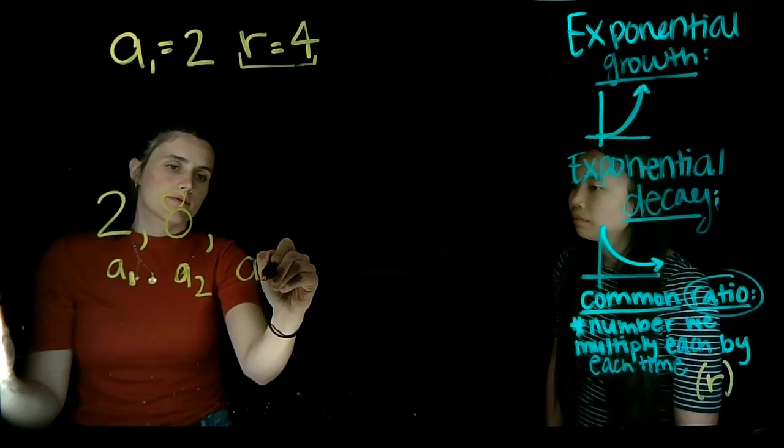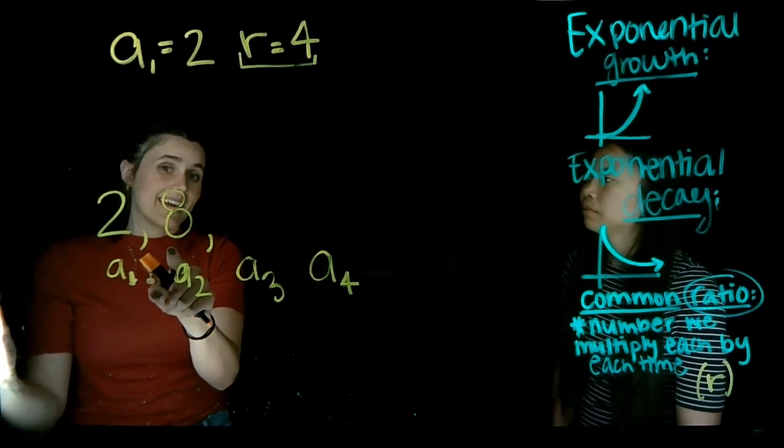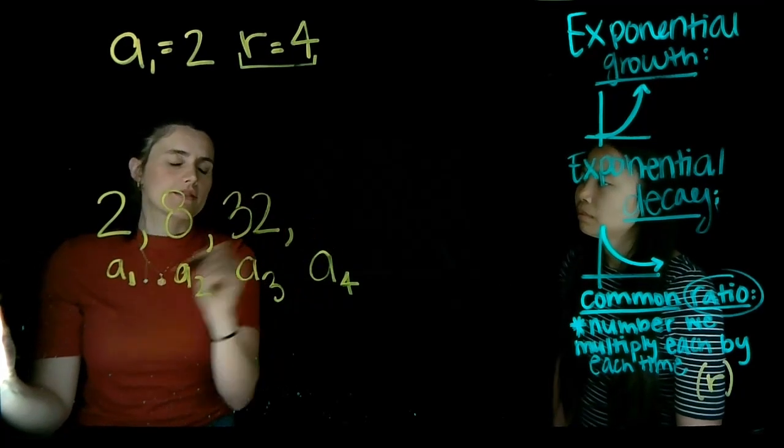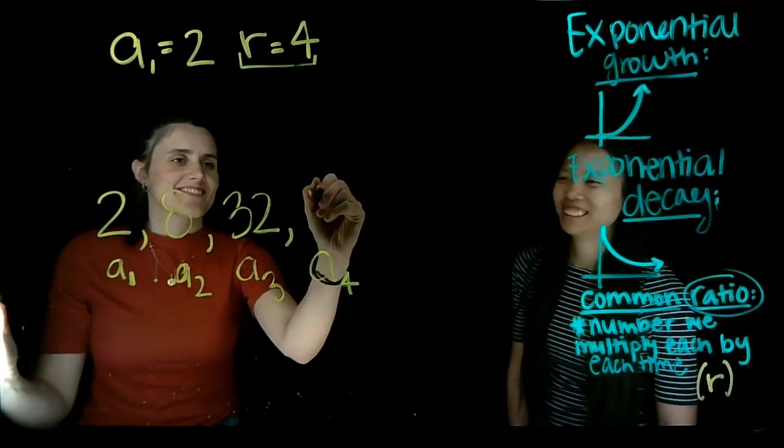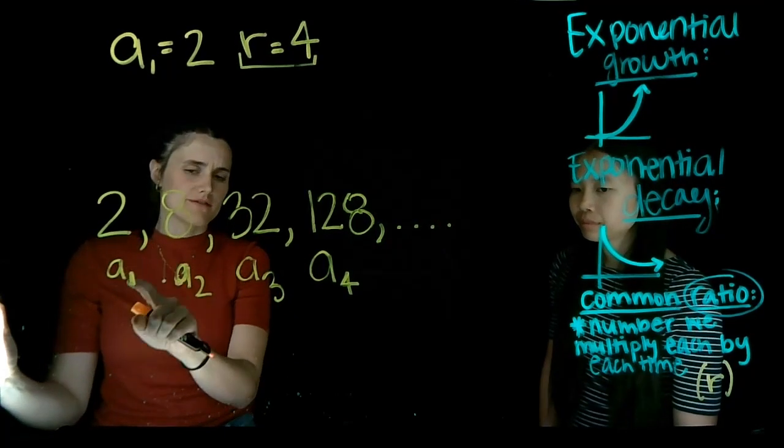And then a sub 3, we need to get all the way up to a sub 4, okay? So I have 2, and then 8, and then 8 times 4 is 32, and then 32 times 4 is 128, okay? You can keep going if you wanted to, but in most cases they're going to ask you for the first 4 terms.